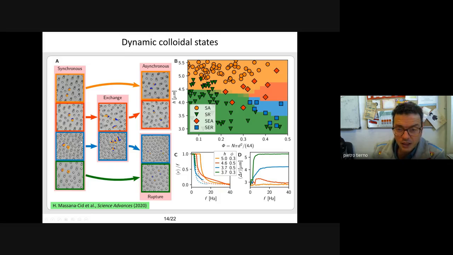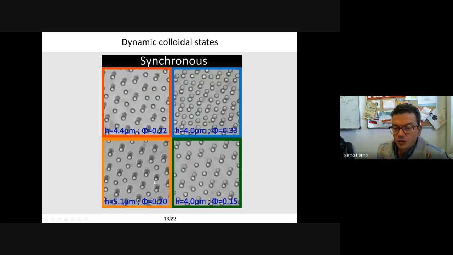And then we have another transition from synchronous to exchange to rupture, where they break down, and you have this binary lattice of upward and downward particles. And finally, at low thickness, we have directly a transition from synchronous to rupture. So what does it mean? Now I can show you the video.